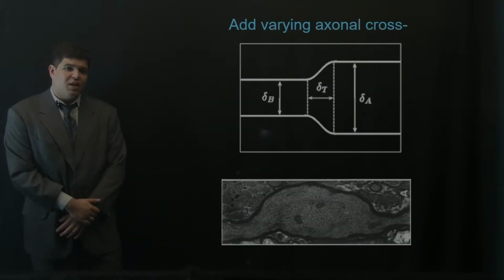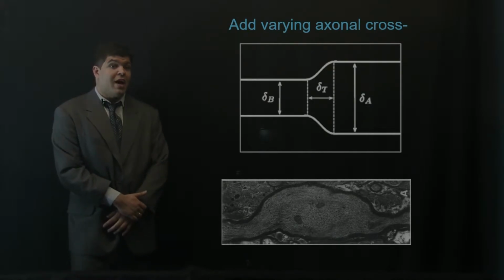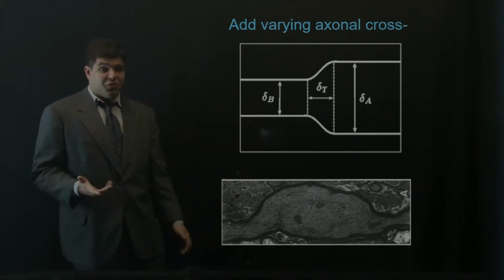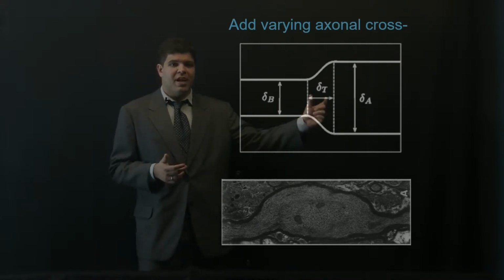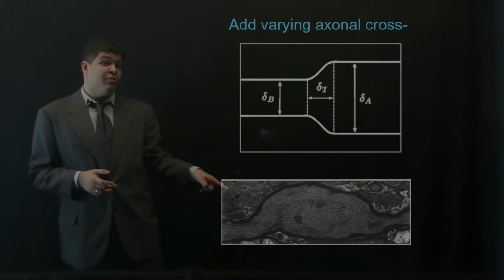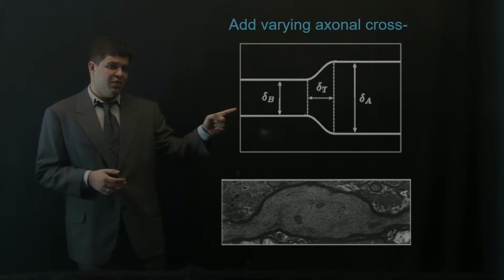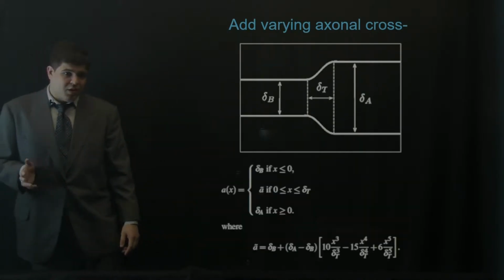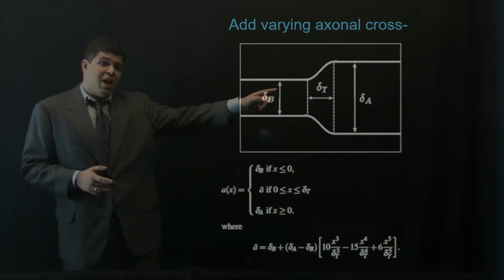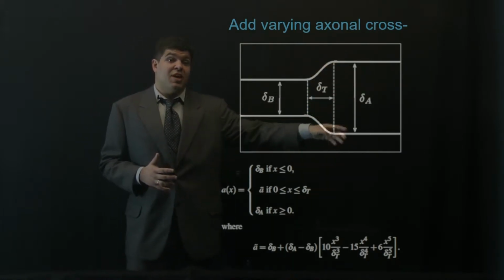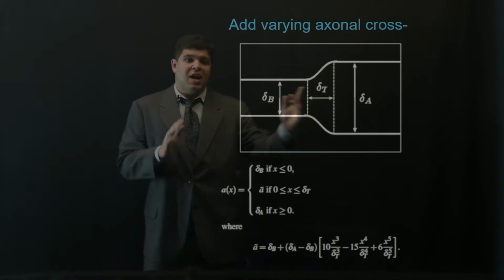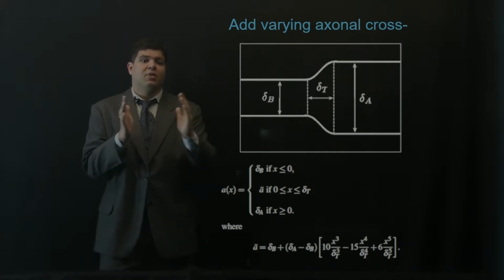So the novelty here is that we are going to add a varying axonal cross section. Basically we're going to parameterize a swelling using these parameters: diameter before, diameter of transition, and diameter after. We're going to try to approximate the shapes that we observe in the experiments by forms like this. If you want to know the expression, here we have a of x given by this, with the diameter before, diameter of transition, and diameter after, and this function right here smoothly connects the diameter before to the diameter after, giving a width of approximately delta t.